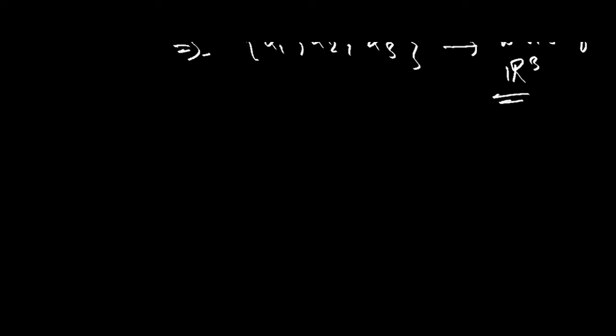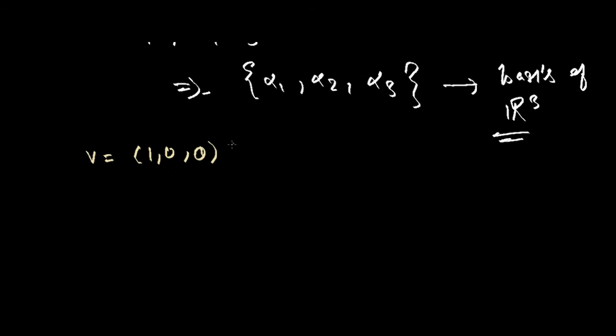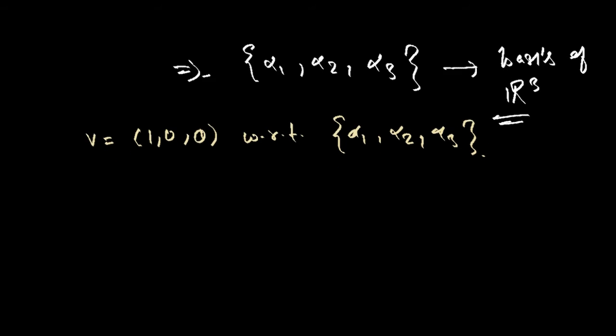In the second part, we need to find the components of this vector V. We need to find out the component of this vector with respect to our basis. And what is our basis? Alpha 1, alpha 2 and alpha 3, right? What do we mean by the components?